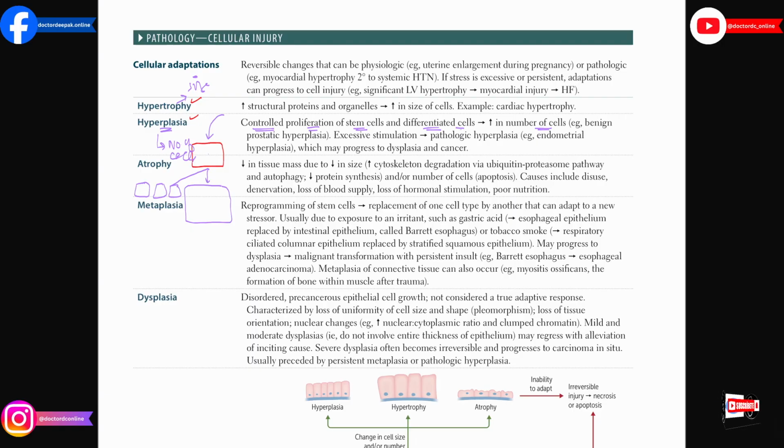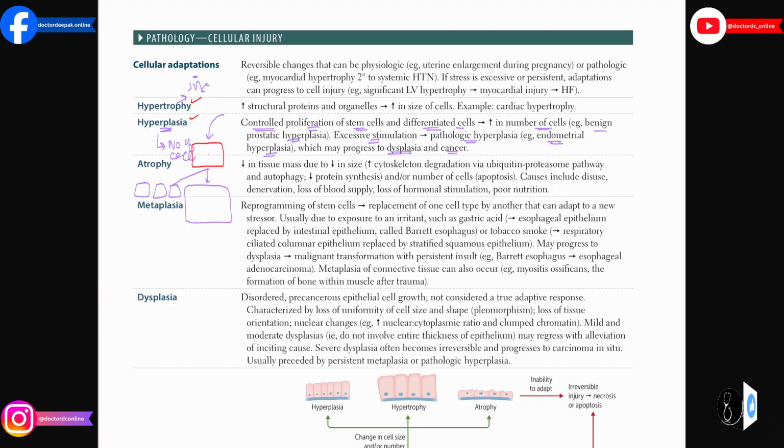And they mention one example here: benign prostatic hyperplasia. It is a condition in which prostate gland size is increased, and it is increased because of increase in number of cells. And here they also mention, if the stress is excessive, if you are not removing the stress, and that stress excessively stimulates any organ, that can lead to pathological hyperplasia. They mention the example of endometrial hyperplasia, and if you still don't remove the stress, it can progress to dysplasia, which is a precancerous condition, and that precancerous condition can convert into cancer.